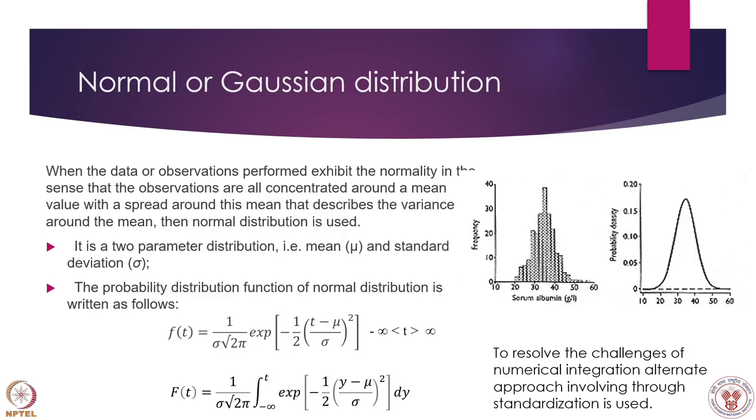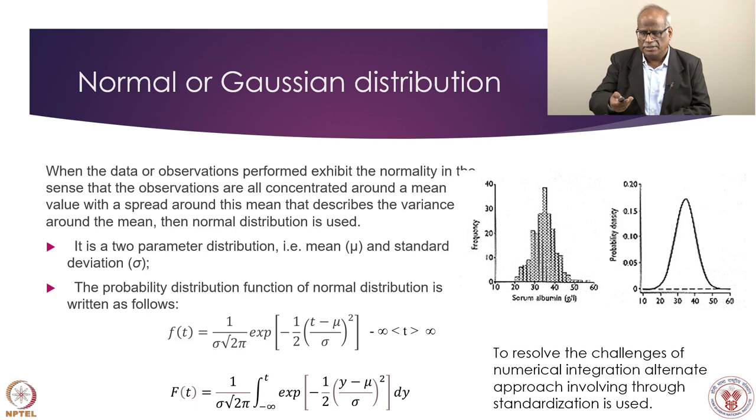Now let us take the second case. There is a normal or Gaussian distribution. The Gaussian distribution is also called a bell-shaped distribution because of its shape. Here also on the y-axis you have the frequency of events, and on the x-axis the number of events. This frequency plot is converted into a continuous curve, and this is basically a two-parameter distribution: mu, the mean, and standard deviation sigma. The probability density function for the normal distribution is given by 1 upon sigma root 2 pi times exponential of minus 1 by 2 ((t minus mu) upon sigma) whole squared, and of course t varies from minus infinity to plus infinity.